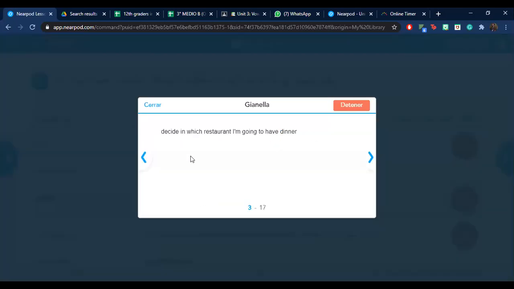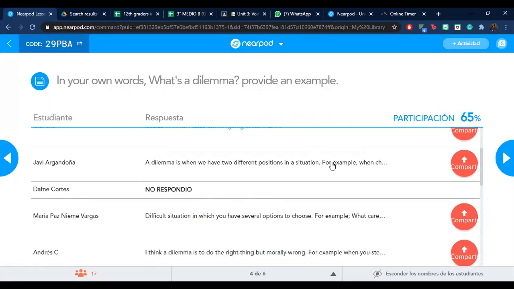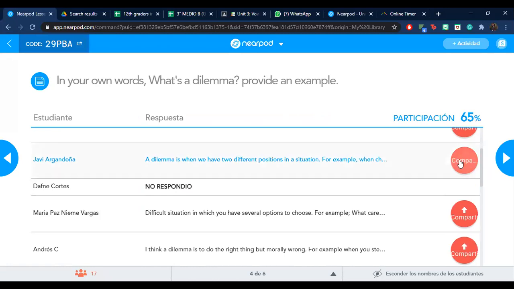We have this one. Example: when you have to decide which restaurant I'm going to have dinner at. Yes, that's a dilemma because sometimes you want a certain type of food, and then you would like to choose the other one. So it's a good example. Perfect. Let's have another one.